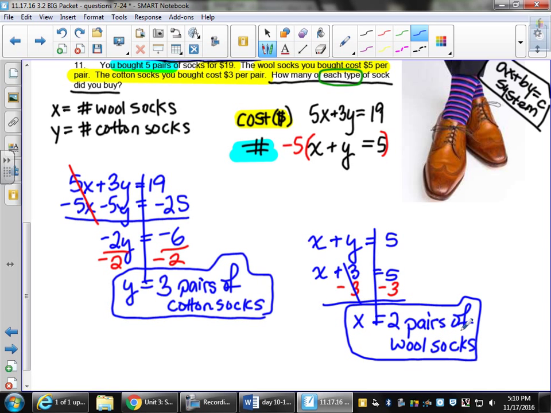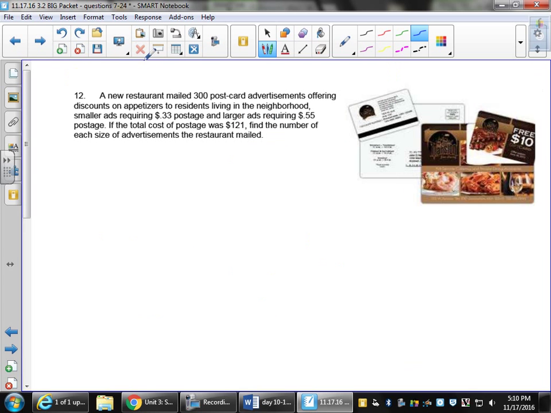Number 12. A new restaurant mailed 300 postcard advertisements offering discounts on appetizers to residents living in the neighborhood. Smaller ads requiring 33-cent postage and larger ads requiring 55-cent postage. If the total cost of postage was $121, find the number of each size of advertisements the restaurant mailed.